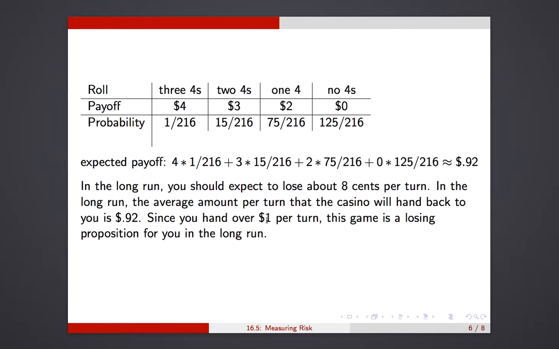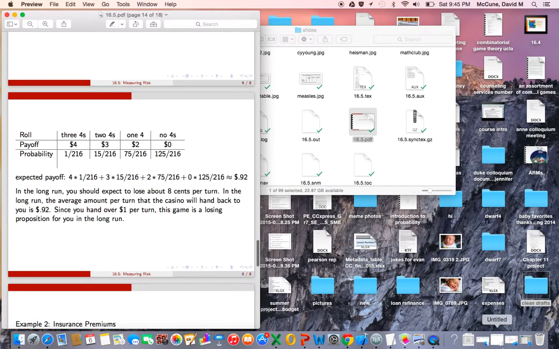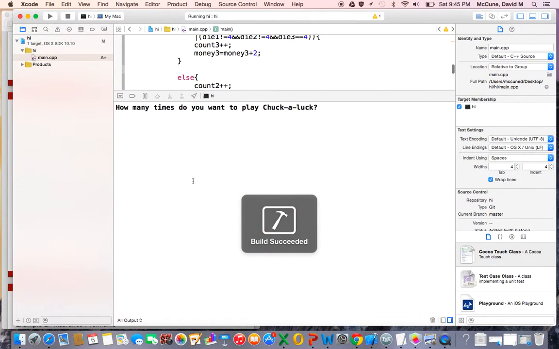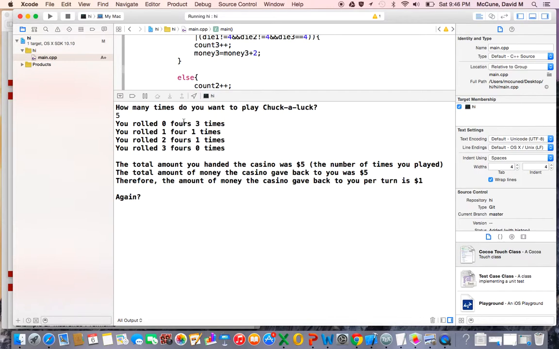So notice that we've learned a couple of things. Not only have we learned that this game is bad for you, we know exactly how bad it is for you. We know you should expect to lose about 8 cents per turn if you play this game for a long time. So just to illustrate this, I've written a computer program that simulates playing Chuck-a-Luck. So the actual dice rolling is all in the background here, but what I will do is I will just tell it, I want to play 5 times. And then it gives me the data of what happened.